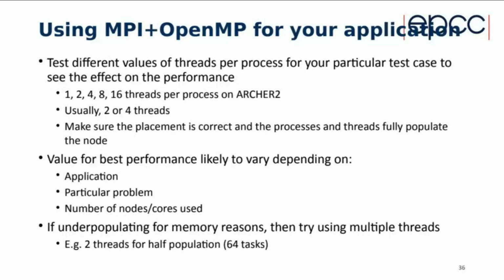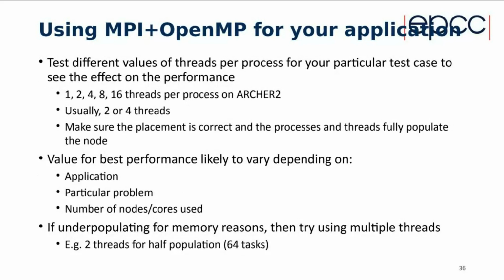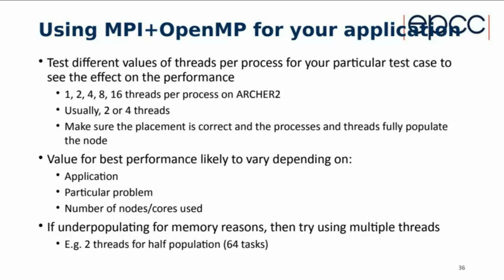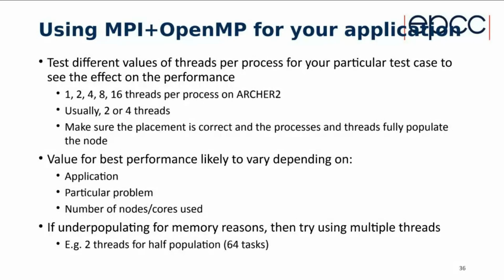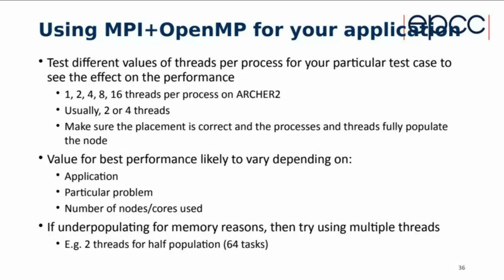So to go away and use MPI plus OpenMP, you really have to test most of the time. I have some results which suggest some values might work on some applications, but you really have to test your own particular application and your own particular test case, whatever scale you're running on as well. So you need to go away and maybe do some measurement. Test the different numbers of threads per process. But usually I've seen 2 or 4 threads usually gives you good performance if it's going to.